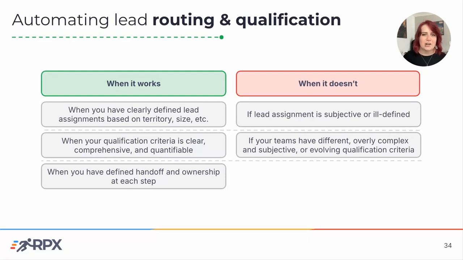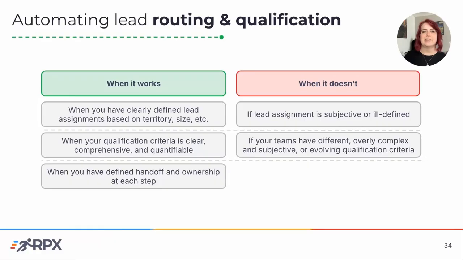First, let's talk about lead routing. We've talked a lot about the friction between marketing to sales handoff, and that's because that's one of the most common areas that I've seen. Automating lead routing and qualification can help smooth out that friction and ensure nothing falls through the cracks when it's done well. Here's when it works.